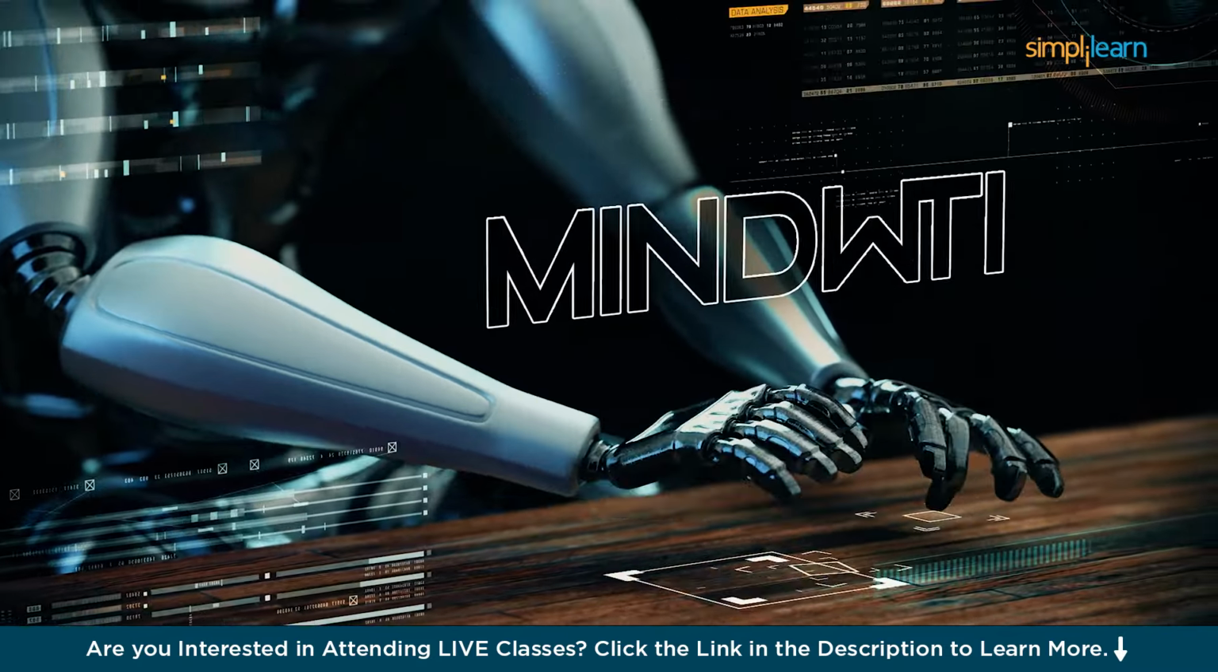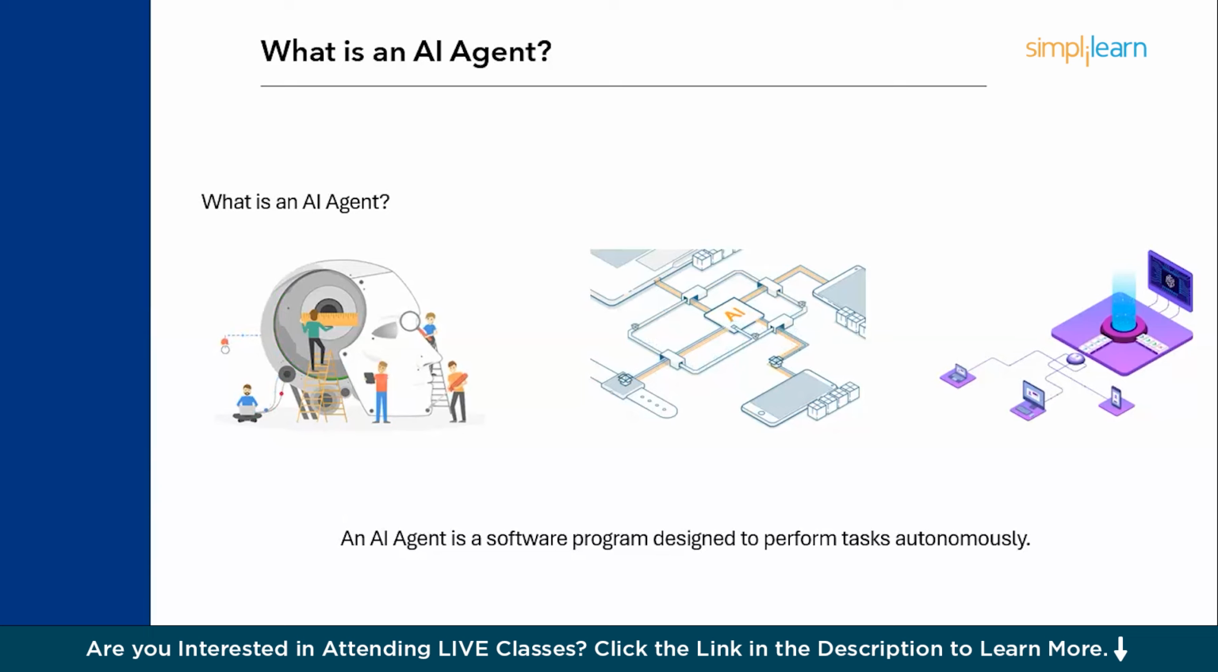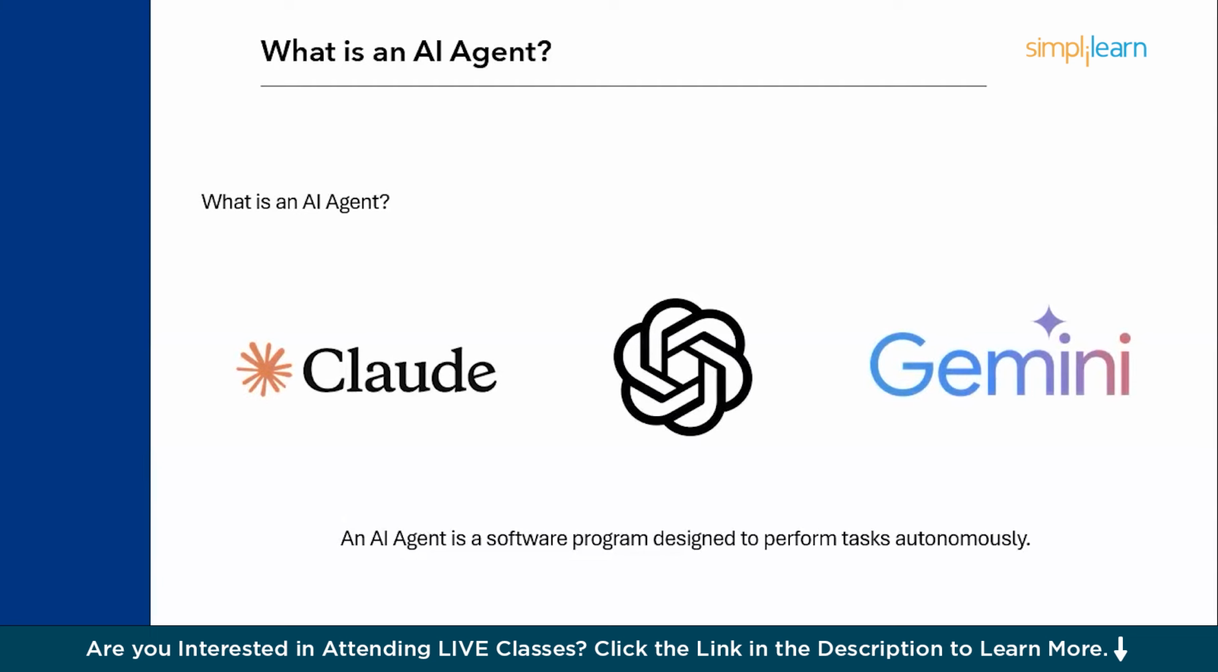Now, let's get started. Firstly, what exactly is an AI agent? At its core, an AI agent is a software program designed to perform tasks autonomously. Unlike traditional software that strictly follows predefined rules, AI agents can make decisions based on understanding, interaction, and real time data. They leverage cutting edge AI models like GPT, Claude, Gemini to analyze, process, and execute tasks dynamically.